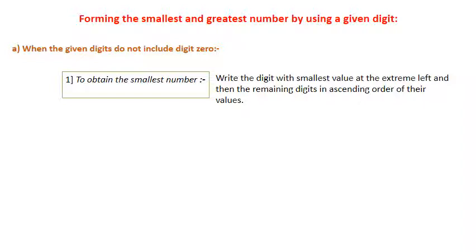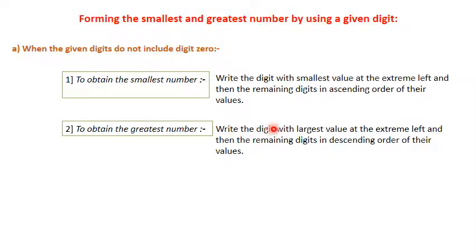Students, what do we have to do for the smallest number? To obtain the smallest number, we have to write down the smallest value at the extreme left and the remaining digits in ascending order. Now to obtain the greatest number, write the digit with the largest value at the extreme left and then the remaining digits in descending order of their values. What do we have to do to obtain the greatest number? We have to write down the digit with the largest value at the extreme left and the remaining digits in descending order.